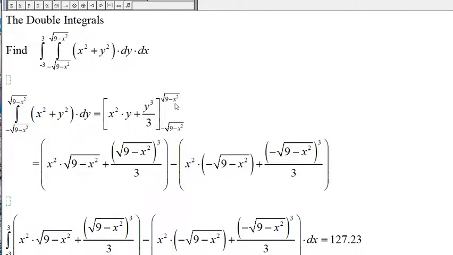And so first, in the place of y, we have the square root of 9 minus x squared. That's for the upper limit of integration. And then the lower limit of integration is negative square root of 9 minus x squared. So we have negative square root of 9 minus x squared, and then negative square root of 9 minus x squared.